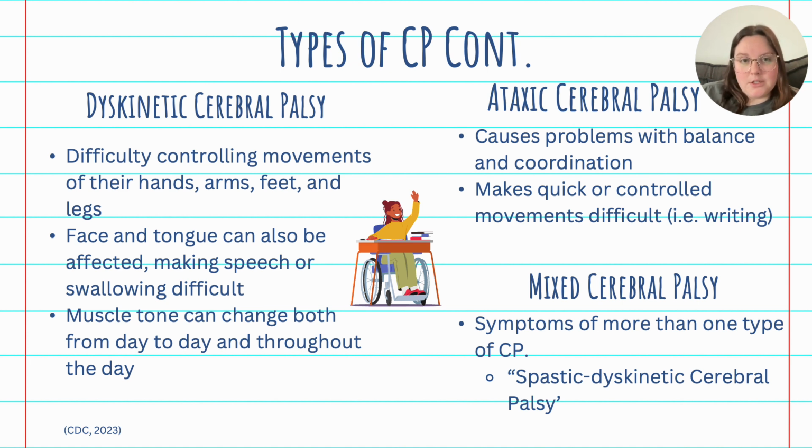And like we talked about earlier, mixed cerebral palsy is a smaller percentage of the types of cerebral palsy. So some people can have symptoms of more than one type of CP. A common example of this, like we talked about earlier, would be spastic dyskinetic CP. So they have the symptoms of spastic CP and dyskinetic CP all together.